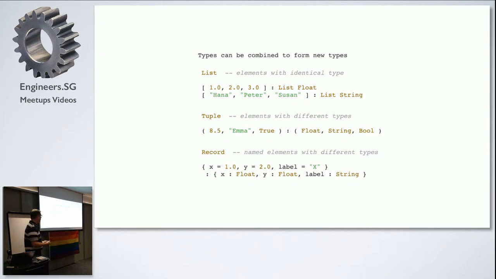So again, some people like to think of this a bit like an object in JavaScript or something else, but that's not what we're talking about here. Now we're talking about the shape of something. So you are denoting that these things, like X, Y, and label, belong together in some way, and I've also given them a name.